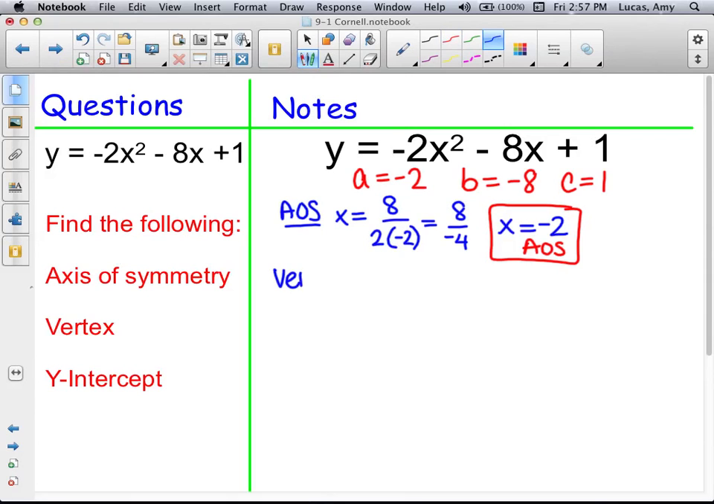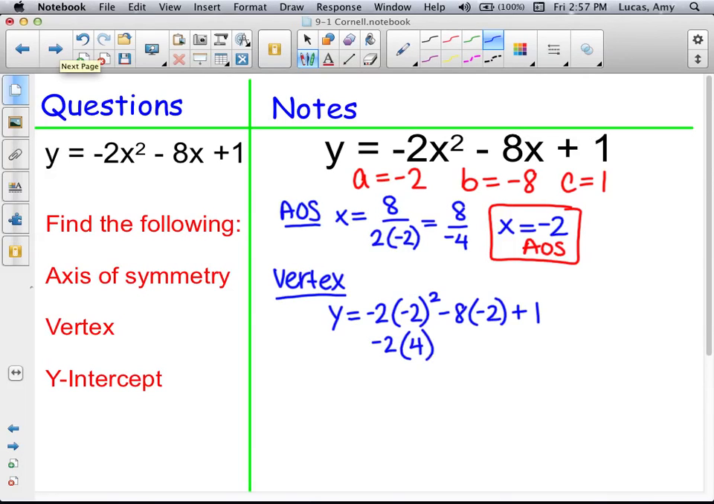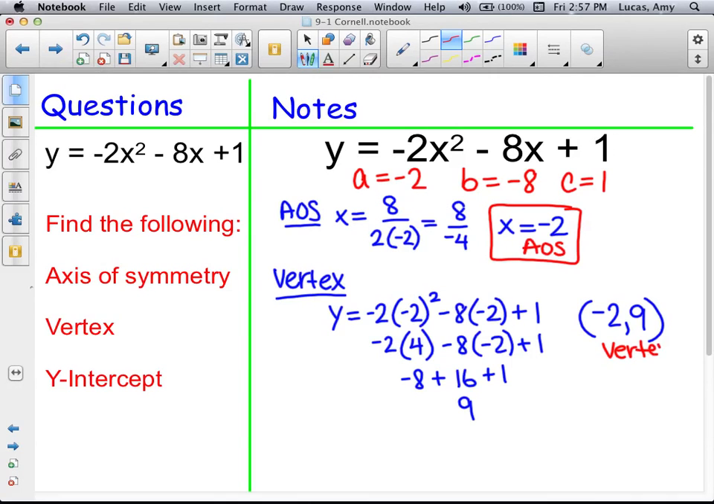The vertex, plug in -2, and be careful, because this one looks a little trickier when you plug it in with all of the negative signs. Make sure that you do the exponent first. A negative times a negative is a positive. And then you can do your multiplying. So -8, then +16, and +1. So my y coordinate for my vertex is 9. So -2 from the axis of symmetry, and +9 now for my vertex.